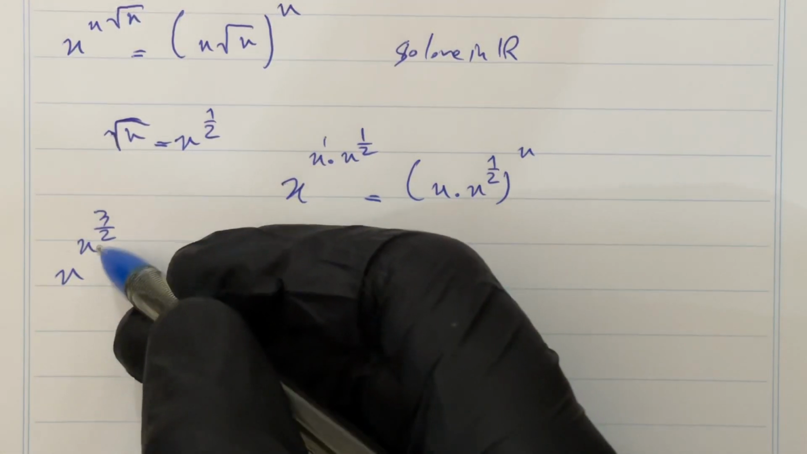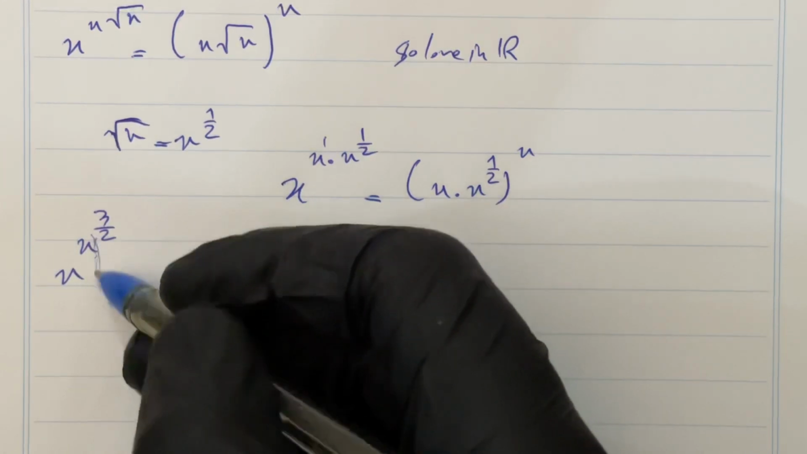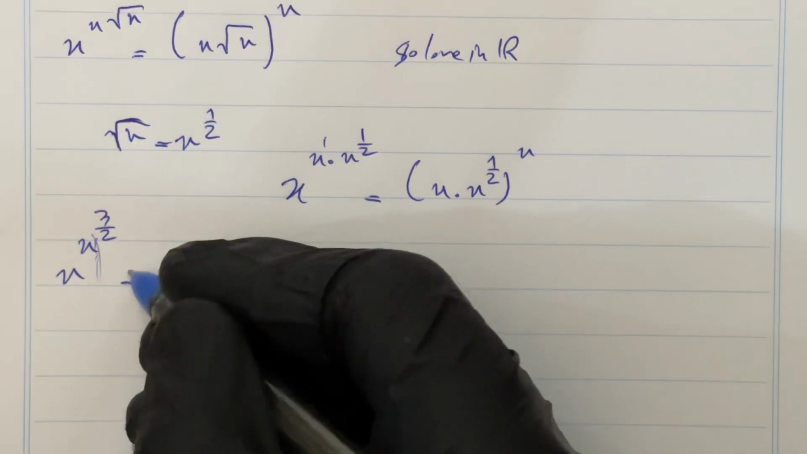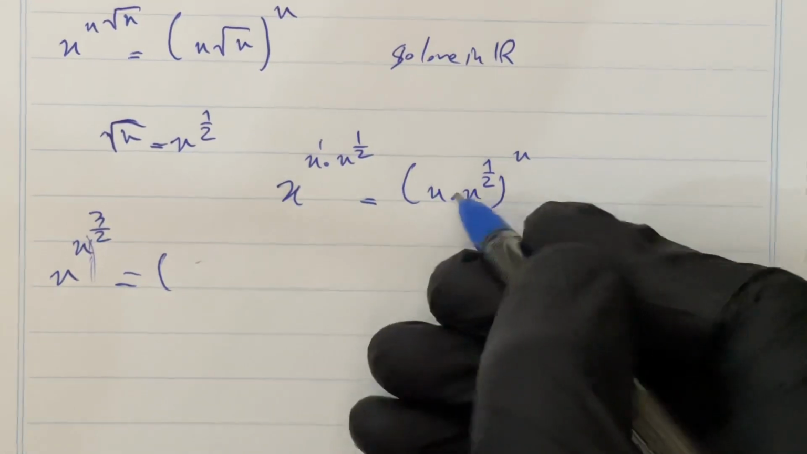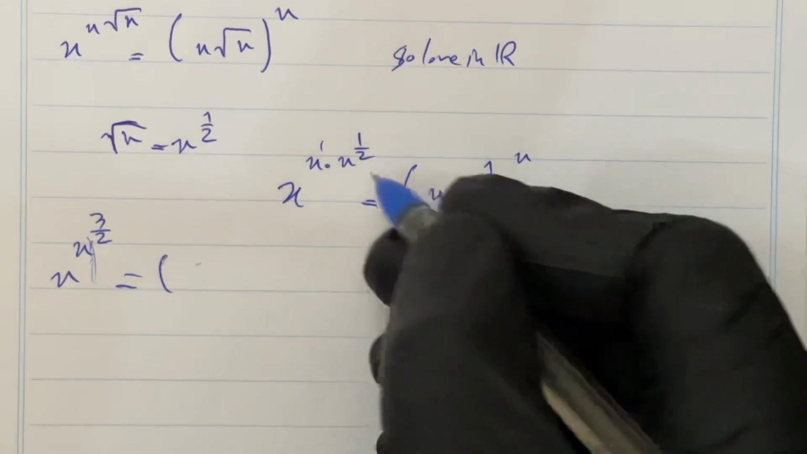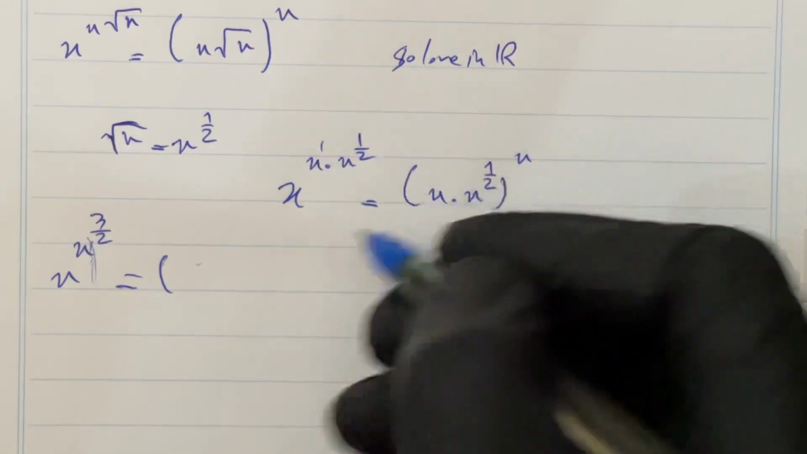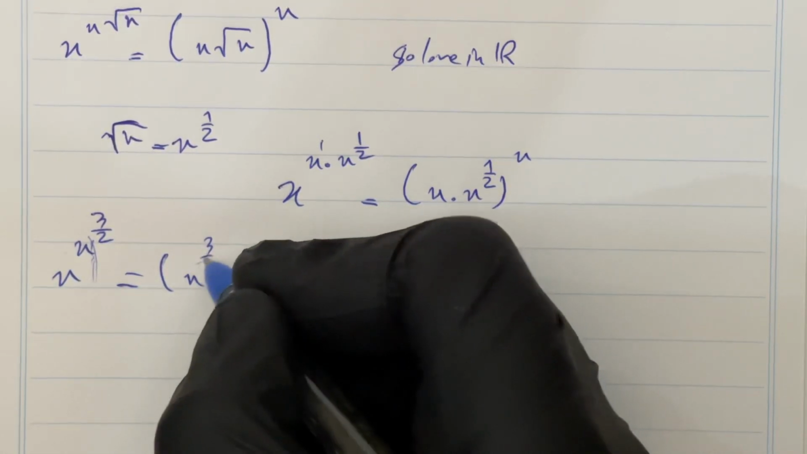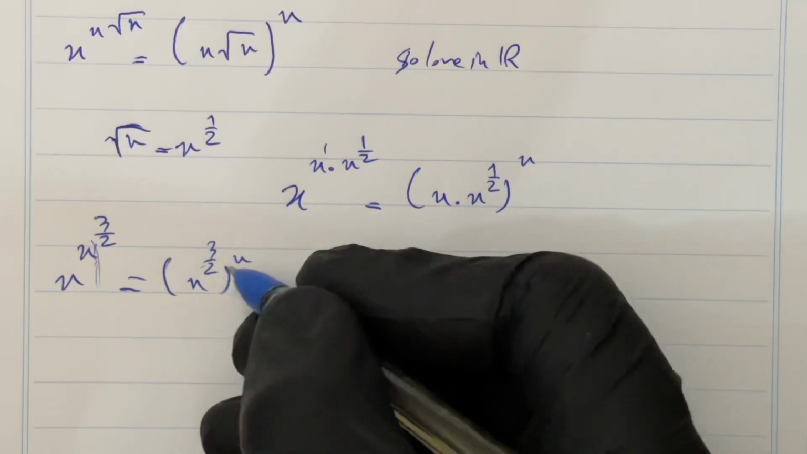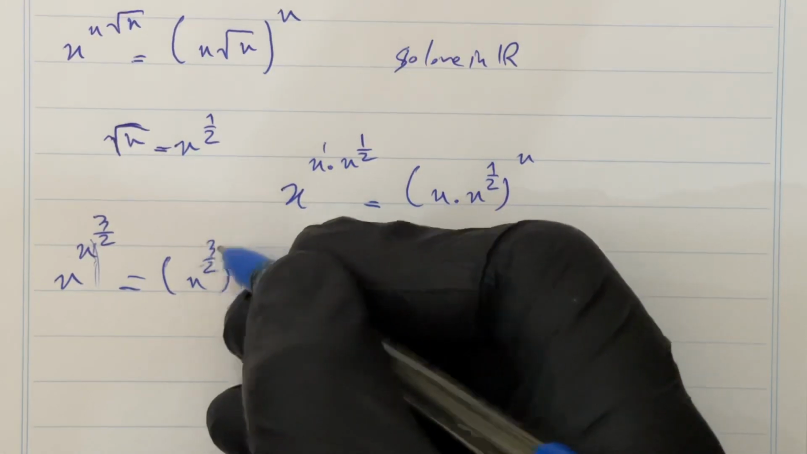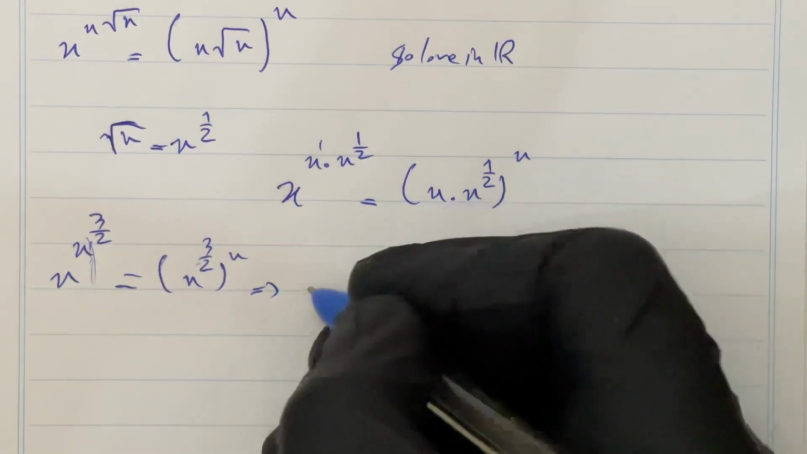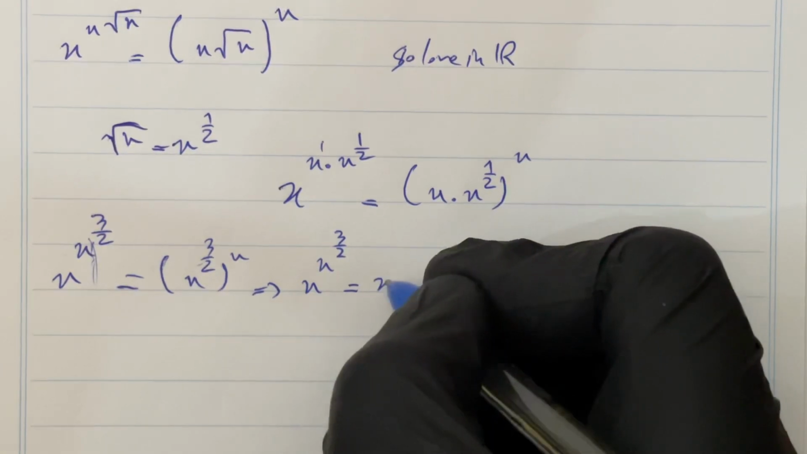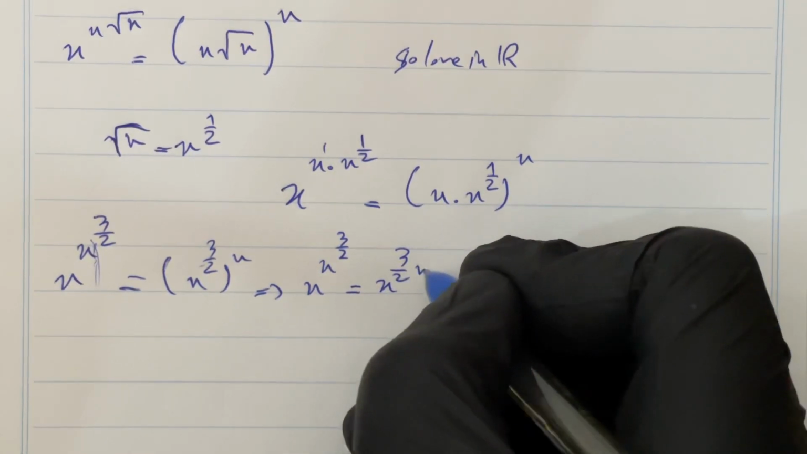Just don't confuse it with this. There's no parenthesis here: x to the power of x to the power of 3 over 2. And it equals, first we should calculate this, so we would have x to the power of 3 over 2, to the power of x. Now here, we should multiply 3 over 2 with x. And so our equation would be x to the power of x to the power of 3 over 2 equals x to the power of 3 over 2 times x.